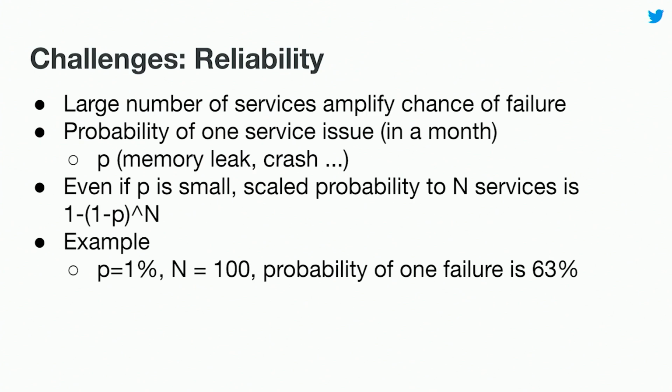Just a background on reliability, just to introduce the problem. In our case, we have hundreds of services. So let's say we designed everything to be reliable for a 1% probability of failure, let's say within a month. You can run with 1% failure probability. But given that we have about 100 services, that becomes about 63% if you compute the actual probability for a month. So this is just to show you the scale of the problem.